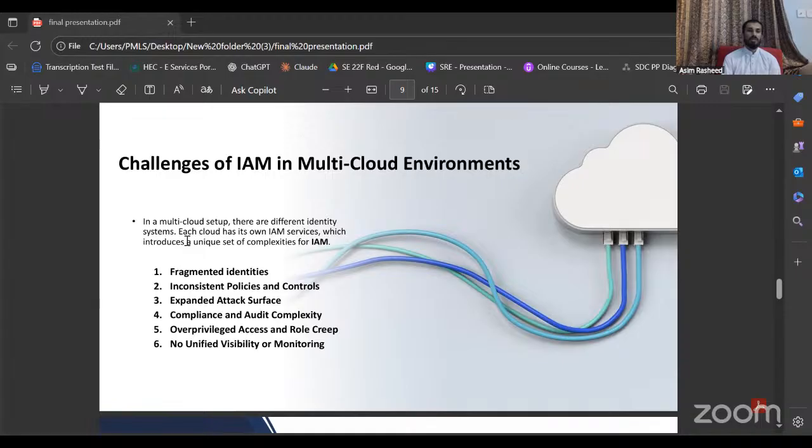Over-privileged access and role creep: roles can accumulate more permissions than they need over time, as teams and projects evolve. In a multi-cloud setup, users often accumulate and retain permissions they no longer need. And finally, no unified visibility or monitoring, a lack of a single view for monitoring.